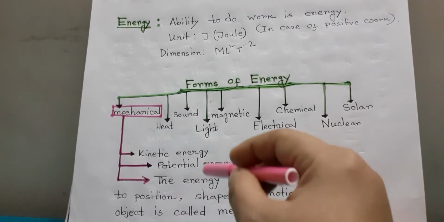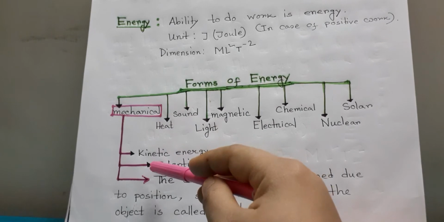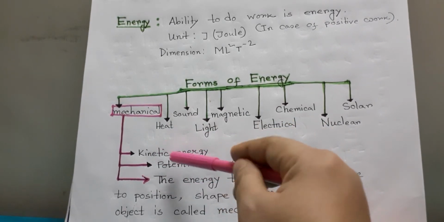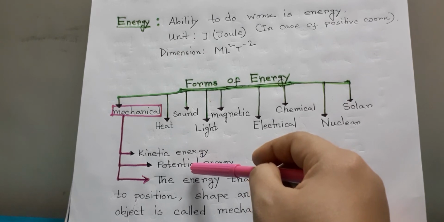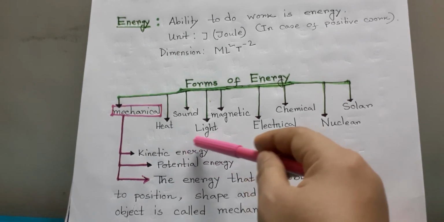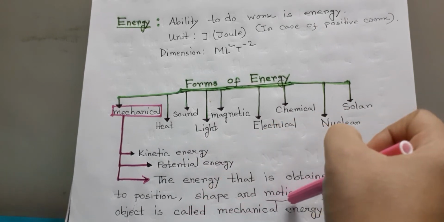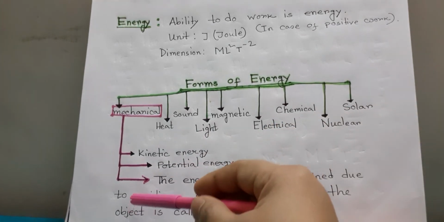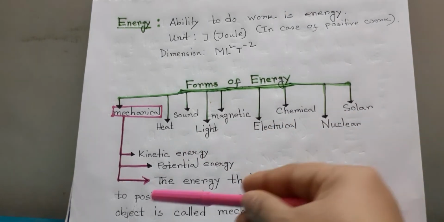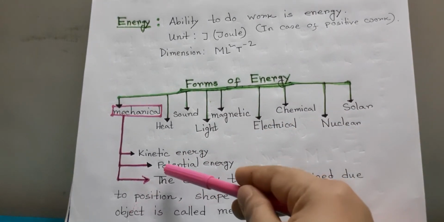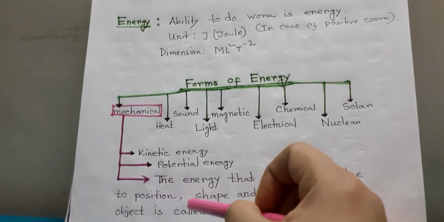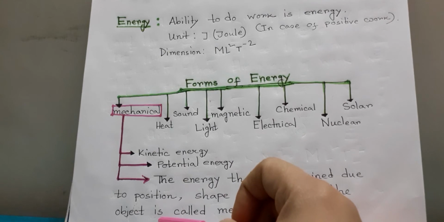Mechanical energy again is divided into two forms. One is kinetic energy and the other is potential energy. We get kinetic energy due to the motion of the object. That means kinetic energy is related to the motion of the object, and potential energy is obtained due to the position and shape of the object.